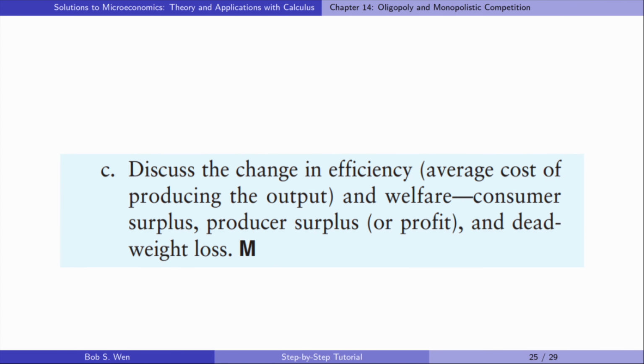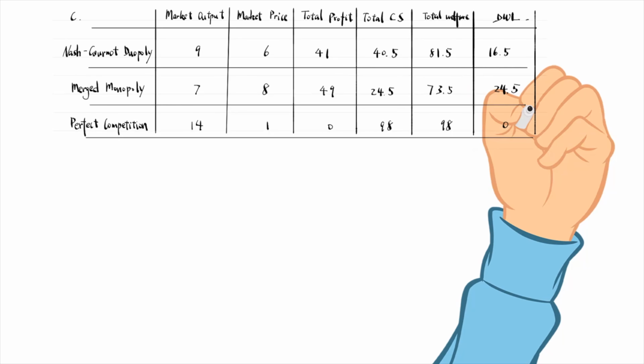In Part C, we will discuss the change in efficiency, the average cost of producing the output, and welfare: consumer surplus, producer surplus or profit, and deadweight loss. We can draw a table to show the market output, market price, total profit, total consumer surplus, total welfare, and deadweight loss for 3 different market structures: Nash-Cournot duopoly, merged monopoly, and perfect competition.